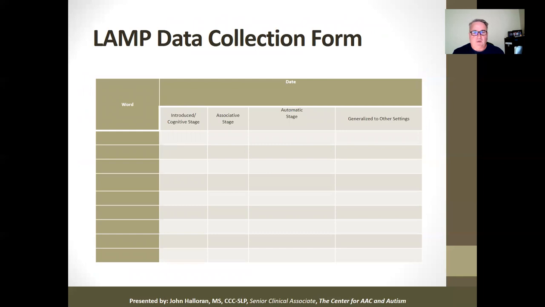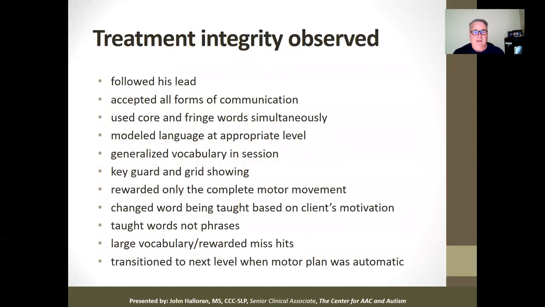There's a data collection form we can send you, but if you don't use the LAMP data collection form, I really encourage you to do it. Just email us and we'll send you this data collection form so you can keep track. Because when you keep data and you see the word gets to that generalized stage, some of you are going to notice that those words that made it to the generalized and used in other settings stage oftentimes start becoming produced verbally, and that makes you able to collect that data and understand it and follow that data, and it makes progress more likely.